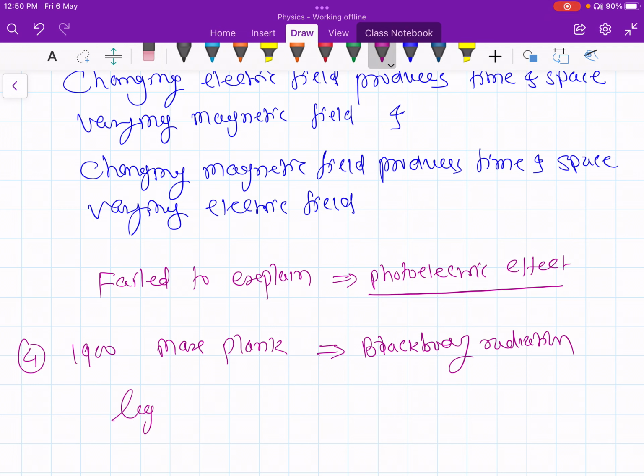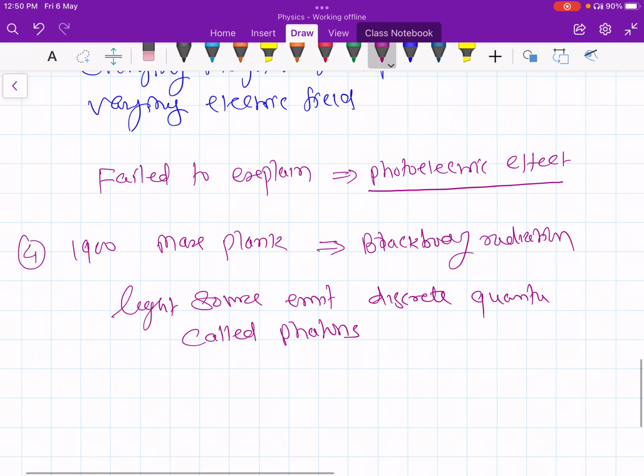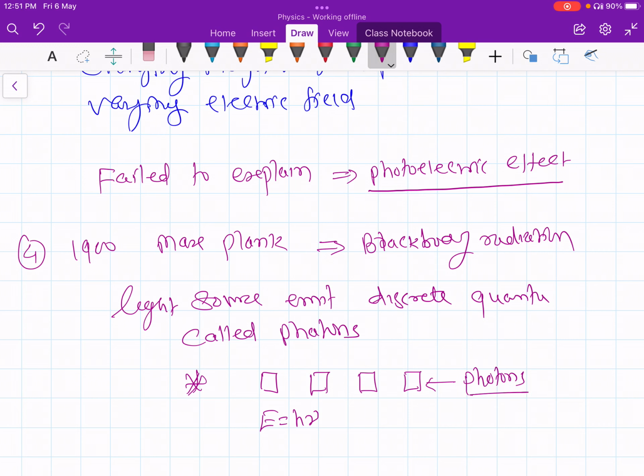According to him, a light source emits discrete quanta called photons. That is, a light source emits energy packets. If there is a source here, then the light source emits discrete energy packets. And each packet has energy h nu, where h is the Planck constant. And these energy packets are nothing but photons. So this is a particle. So we started with the particle theory, then wave theory. Again we came back to the particle theory of light.